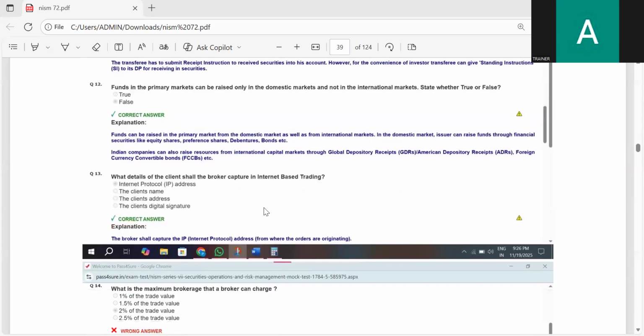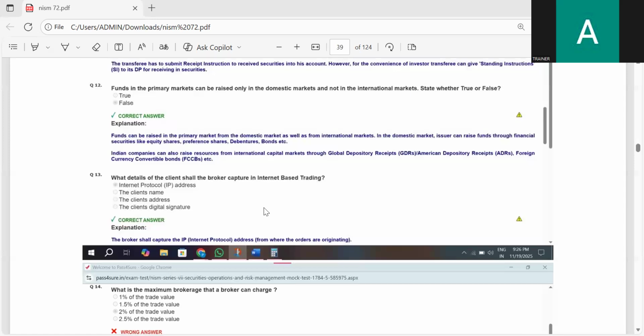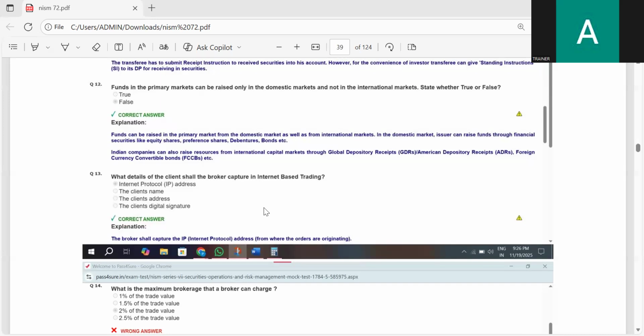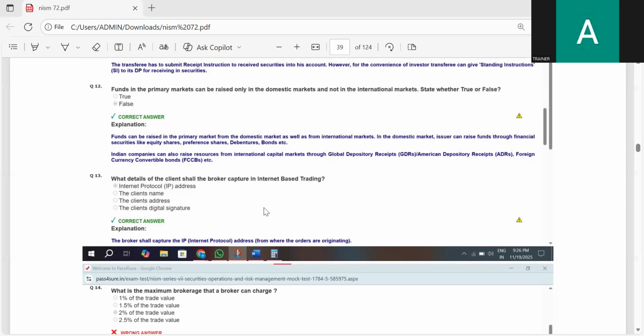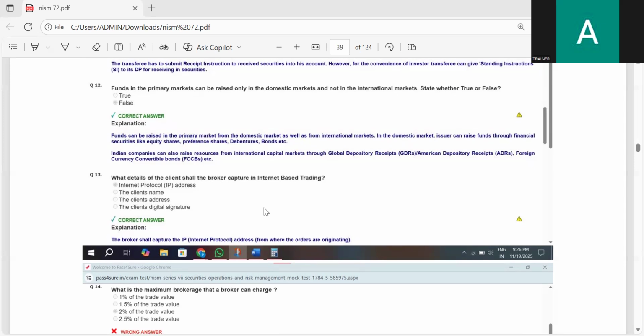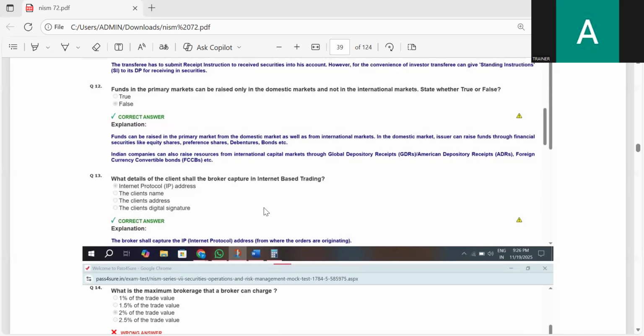Funds in the primary market can be raised only in the domestic market, not in the international market. State whether true or false. The correct answer is false.